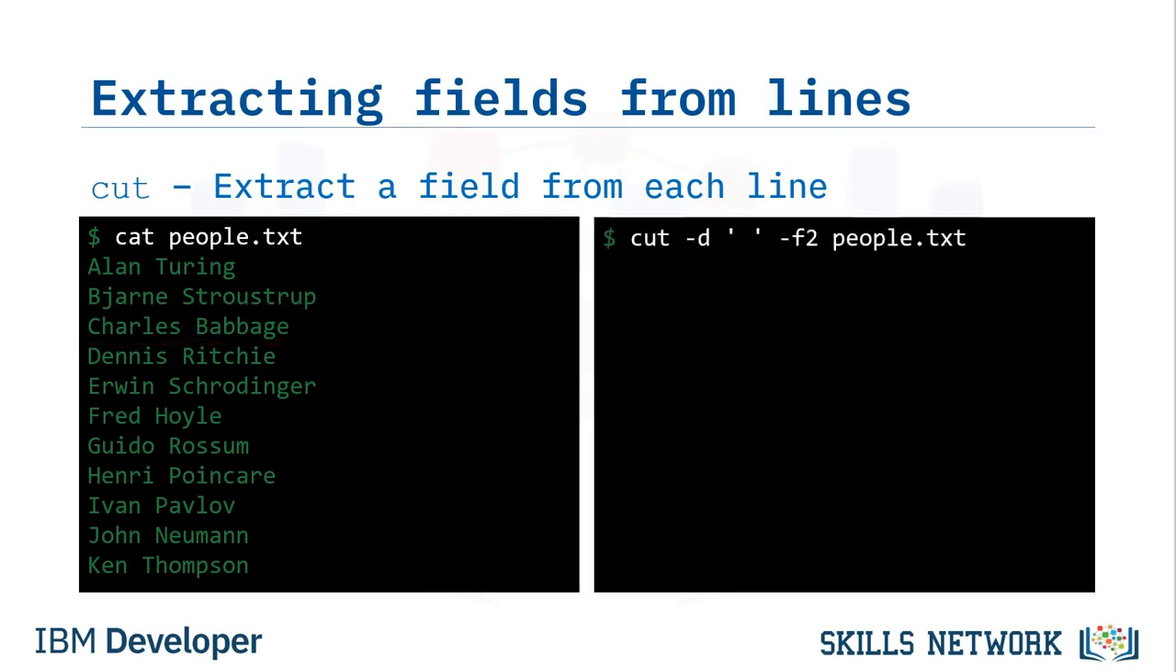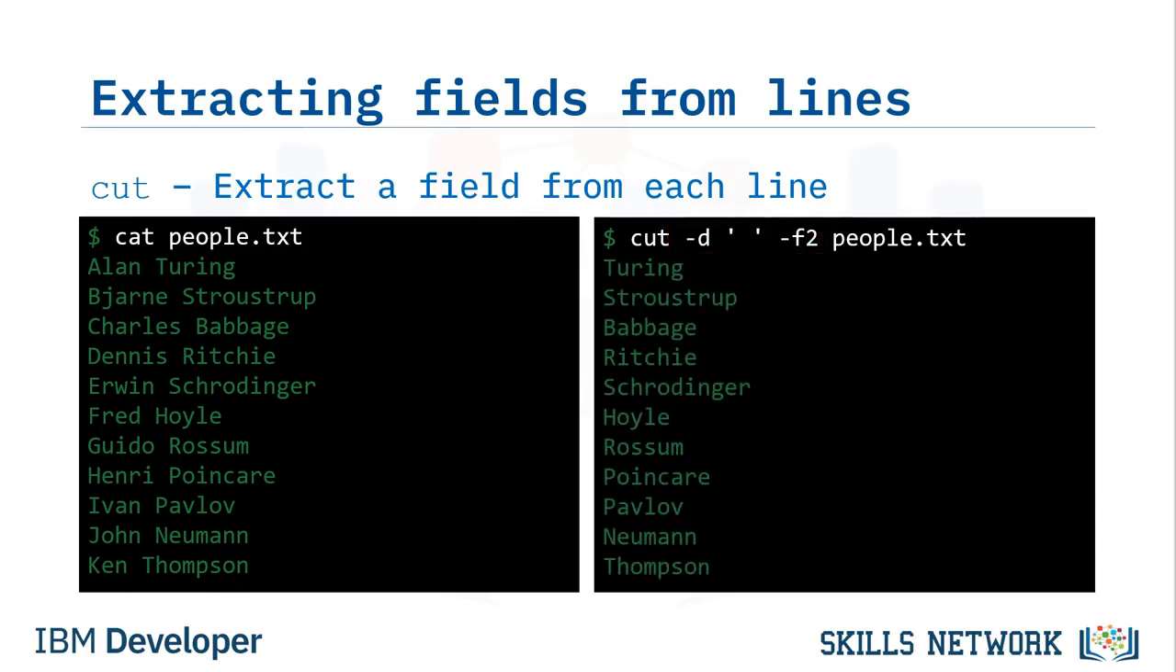Here, you're using cut to extract the second field from each line using the -f2 option, and you specify that the field delimiter is a space using the -d quote space quote option. The result shows that you get back the last name of each person from the list just as you wanted.